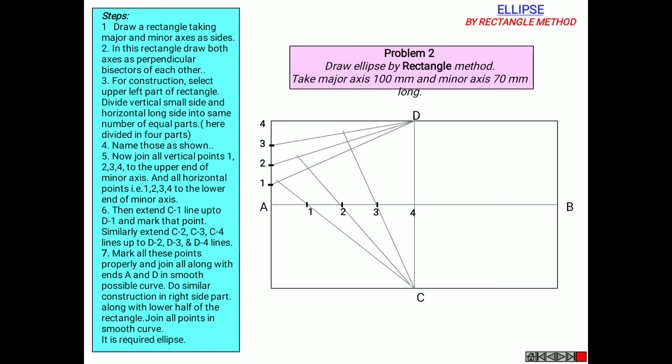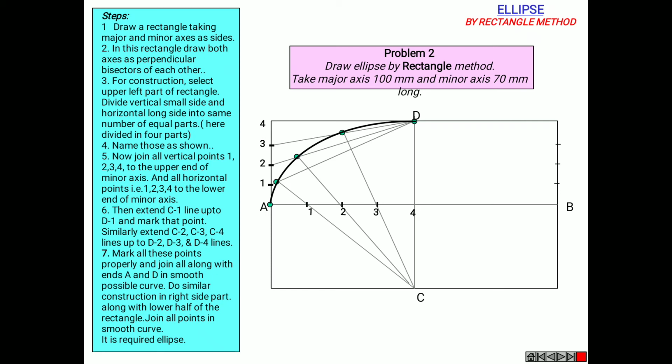Now mark all these points at 1 and 1, at 2 and 2, 3 and 3, 4 and 4. Mark all these points properly and join them with a smooth curve. So repeat the same procedure. He said do similar construction in the right side part along with the lower half of the rectangle.